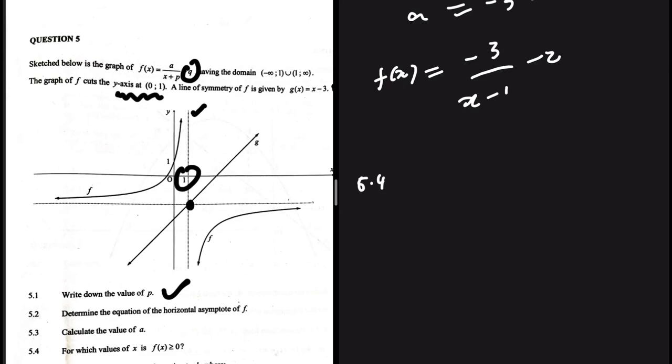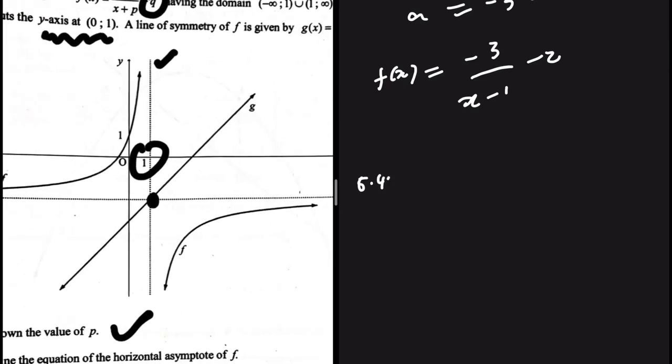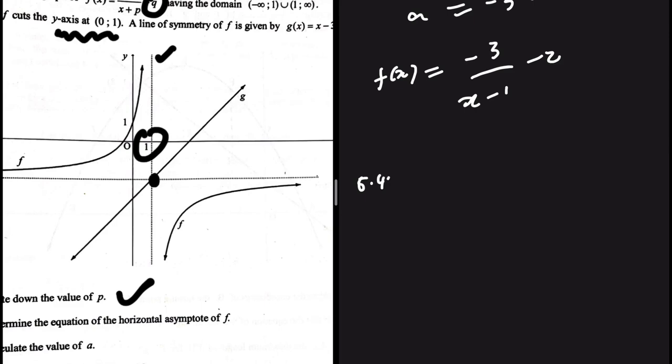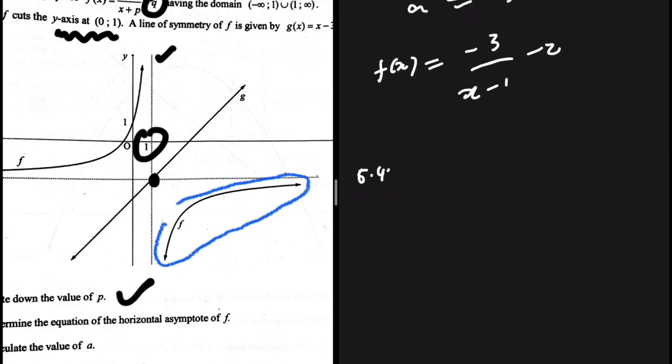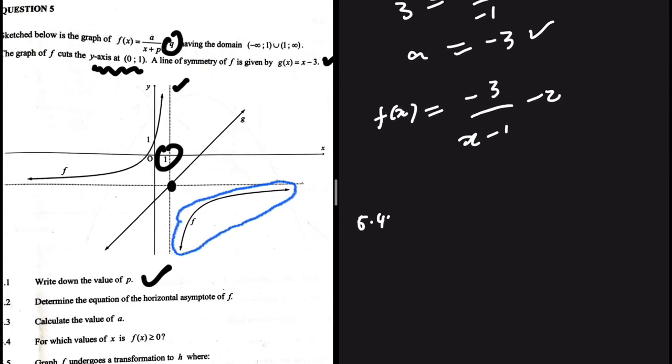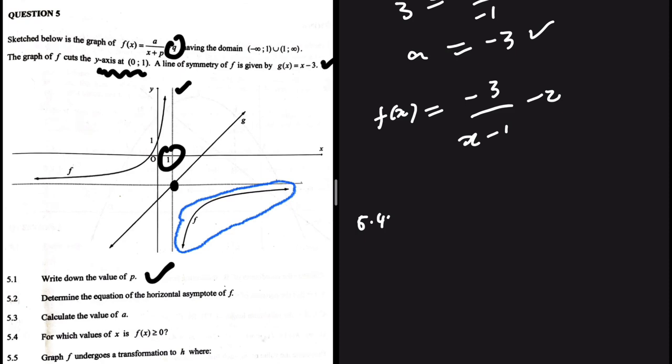And then 5.4, for which values of x is f of x greater than or equal to 0. So let's take a look at this wing here. When we take a look at that wing, f of x greater than or equal to 0? Well, it is less than there, because that is below the x-axis, right? We have the x-axis right here. So that wing is below the x-axis, so it cannot be part of our solution because it is always negative up to infinity.